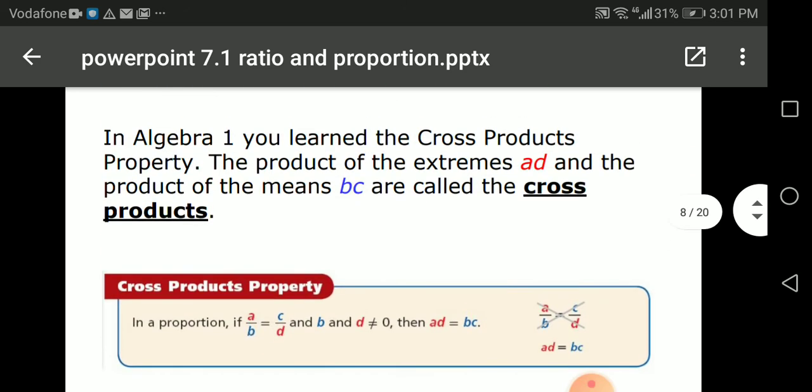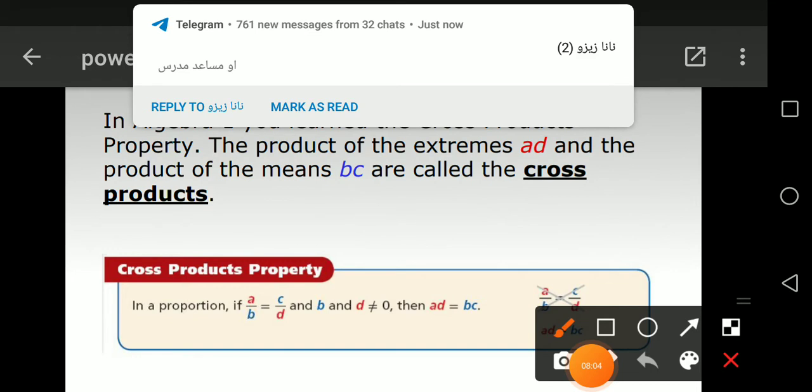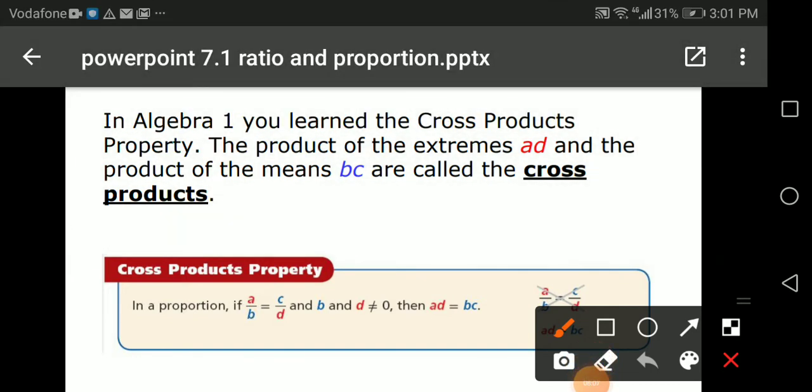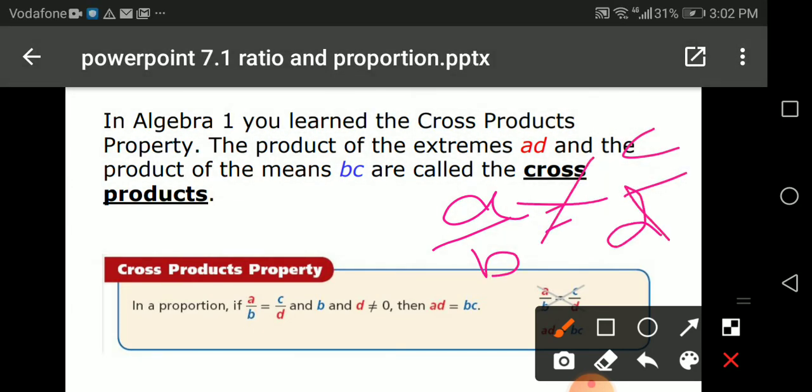We have in Algebra 1, remember, the cross multiplication. They are equal, right? So if I say A over B equals C over D, the cross multiplication gives AD equal to BC.